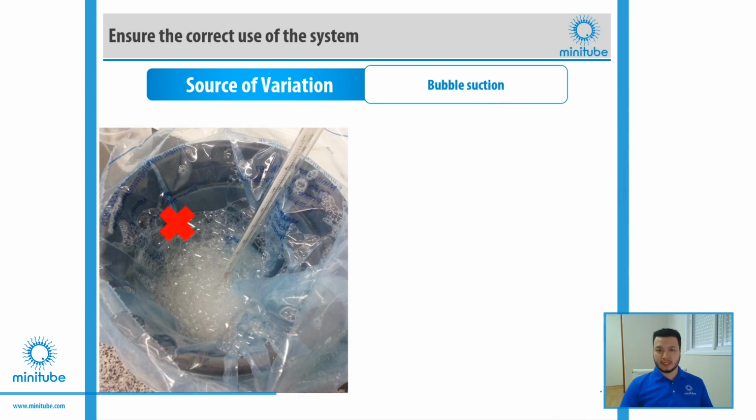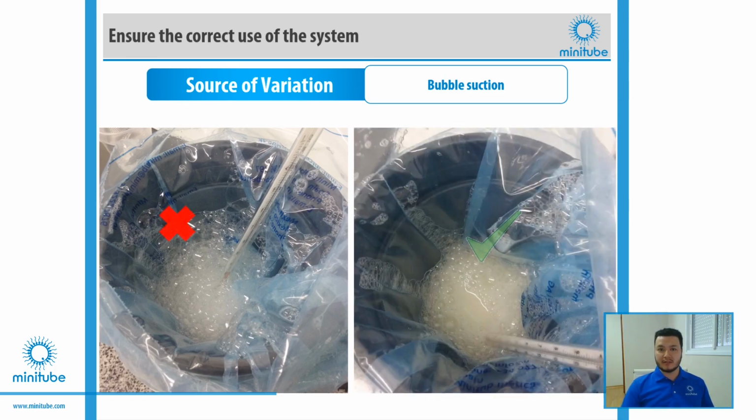Bubble suction. Shaking the ejaculate too much would lead you to another mistake, which is bubble suction. In this picture, you can't even see where the semen surface is. So gently mix the ejaculate to facilitate obtaining the sample.